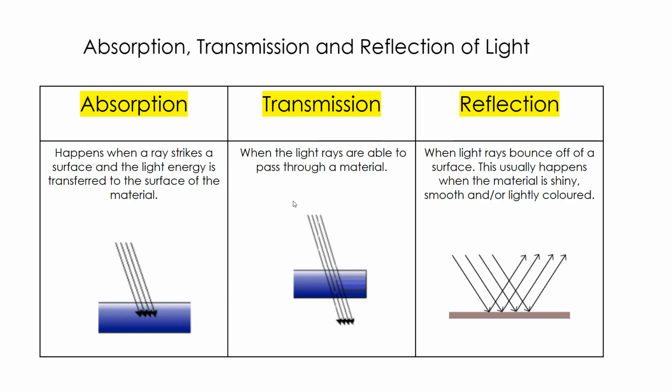Reflection. This is when light rays bounce off a surface, and this is usually when the material is shiny, smooth, or lightly colored. It could be a shiny piece of metal, such as a plane mirror, or maybe aluminum foil, but essentially we're getting a nice reflection back from the initial ray and then that reflected ray.